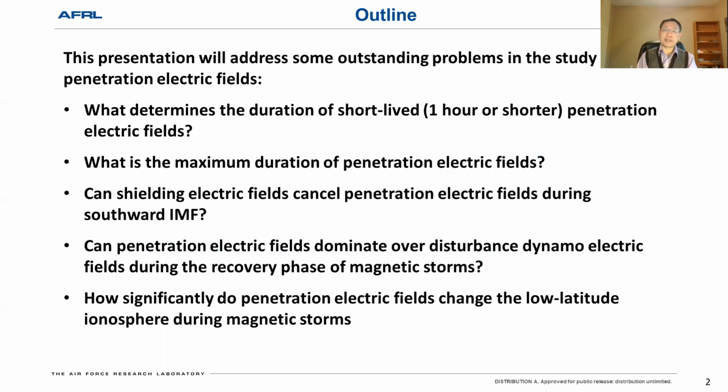In this presentation, we will address the following outstanding problems. What determines the duration of short-lived, 1 hour or shorter, penetration electric fields? What is the maximum duration of penetration electric fields? Can shielding electric fields cancel penetration electric fields during southward IMF? Can penetration electric fields dominate over disturbance dynamo electric fields during the recovery phase of magnetic storms? How significantly do penetration electric fields change the low latitude ionosphere during magnetic storms?